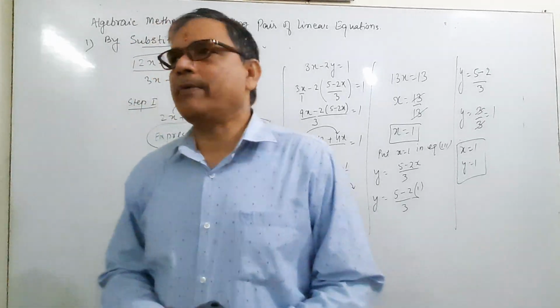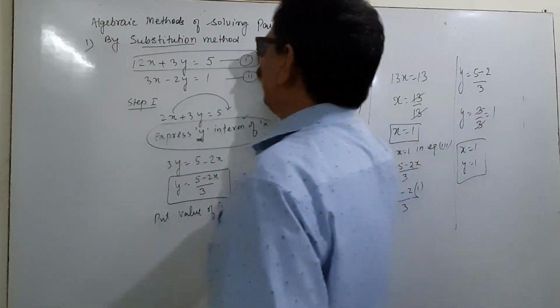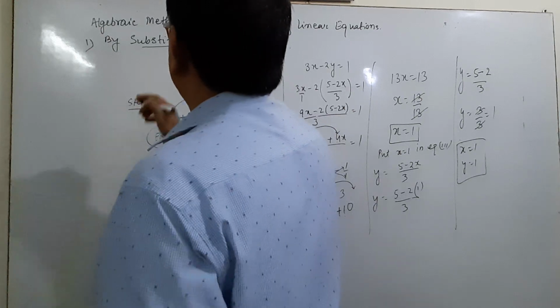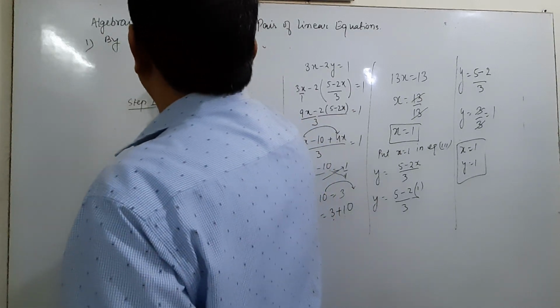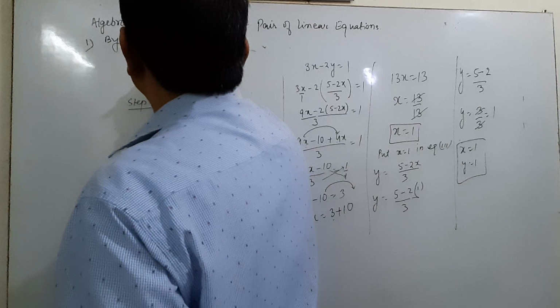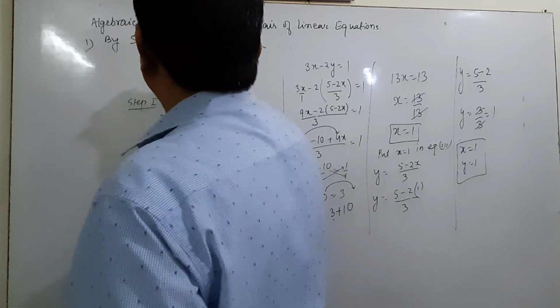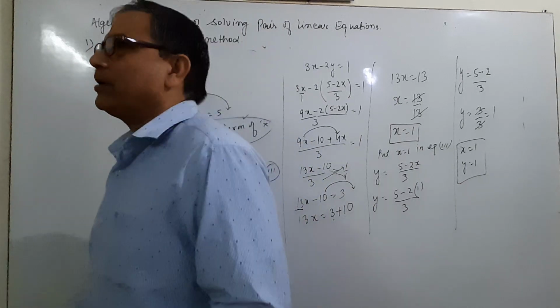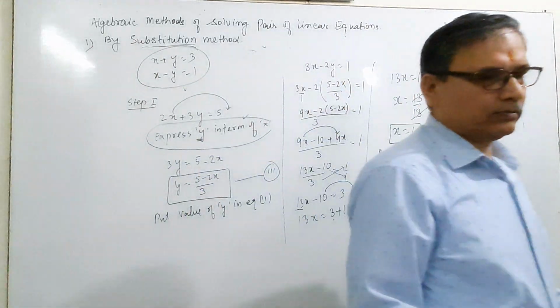Is it clear? And I am giving you one question and you have to do it fast. x plus y is equal to 3 and x minus y is equal to 1. Solve it. And I am giving you 2 minutes. Do it fast.